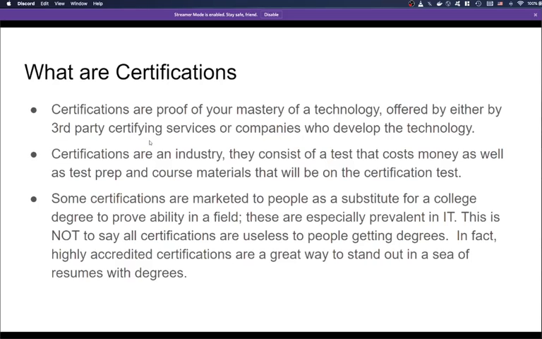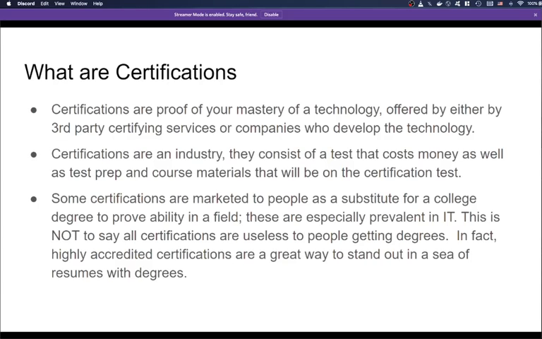It's offered by a third-party certifying service or company who develops the technology. So certification is an industry, much like the GREs and SATs. It's going to be a test that costs money to take, and there are also going to be test prep courses and all of that stuff. So long story short, certifications are marketed to people as a substitute for college degrees to prove ability in a field. It's especially prevalent in IT.